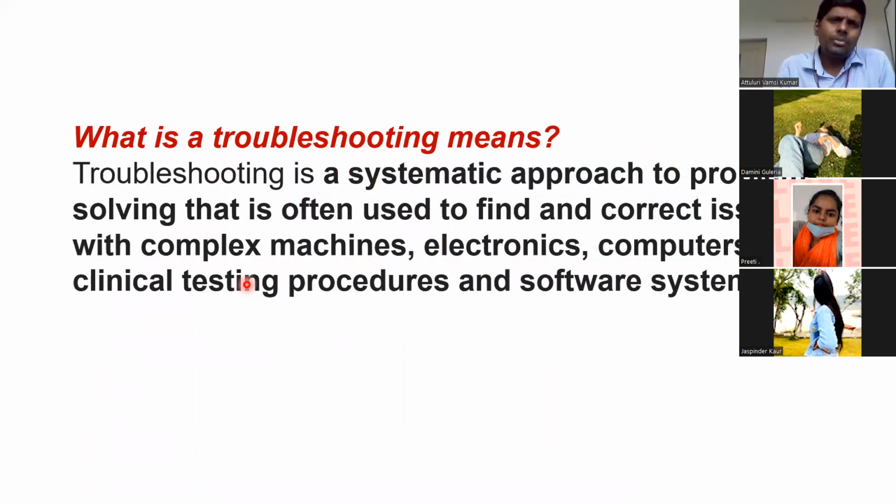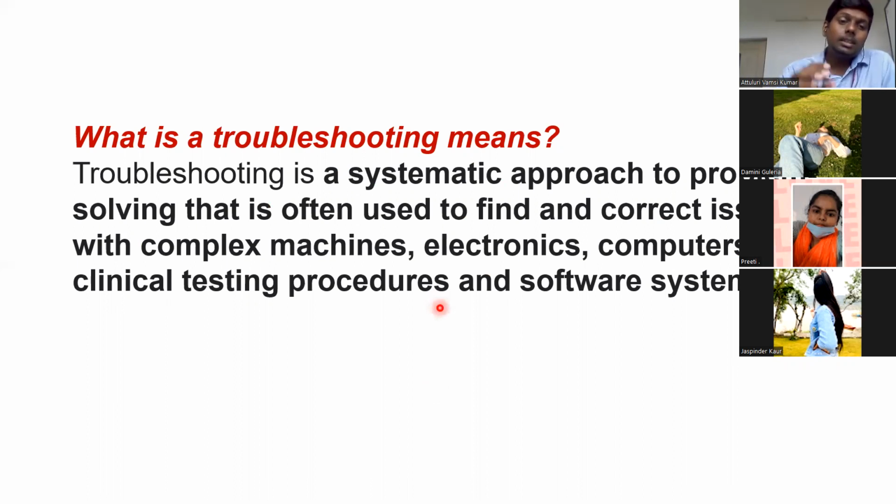So what is the meaning of troubleshooting? Troubleshooting is a systematic approach to solve a problem. Okay, so it's a systematic process of solving any problems, and that can be stated as troubleshooting. These problems can occur in machines, in electronics, in computers, in clinical testing processes, or even in software. Identifying the problem and resolving the problem can be stated as troubleshooting.